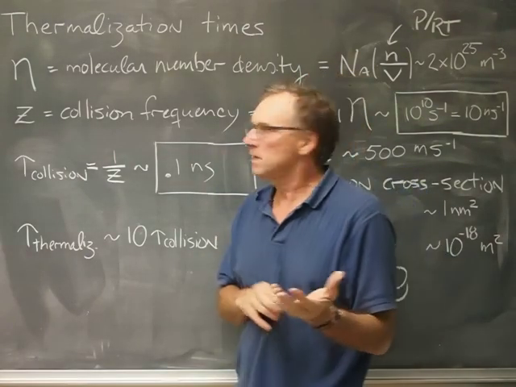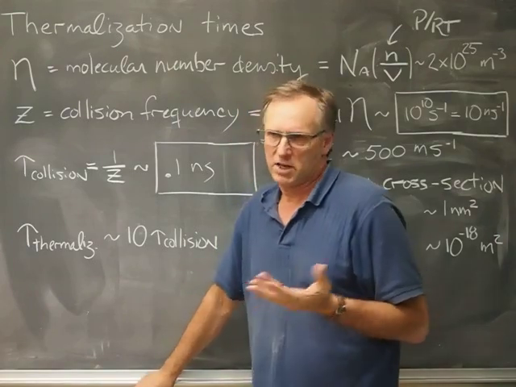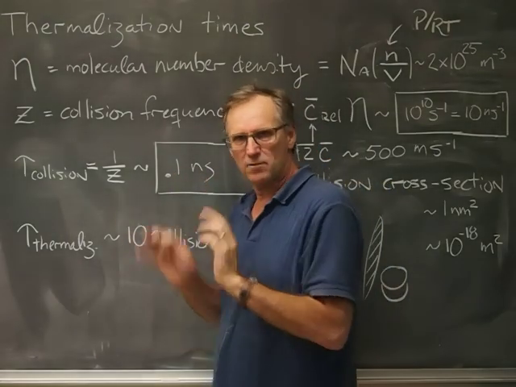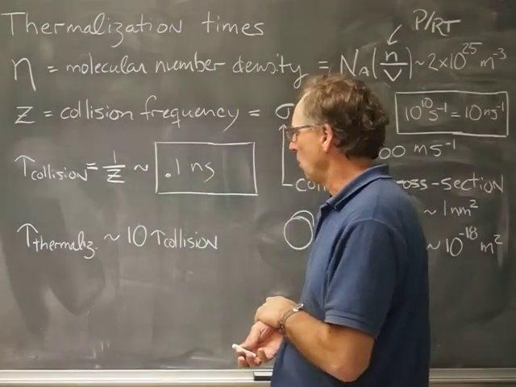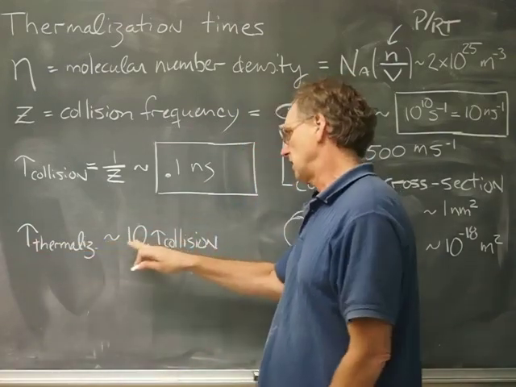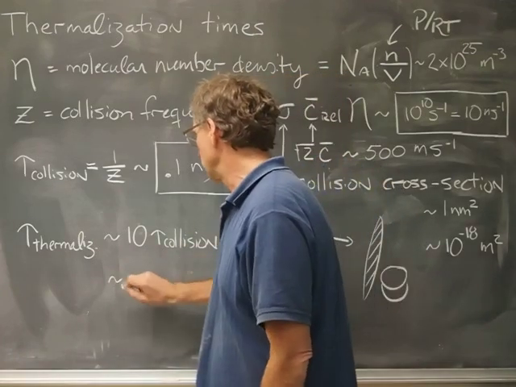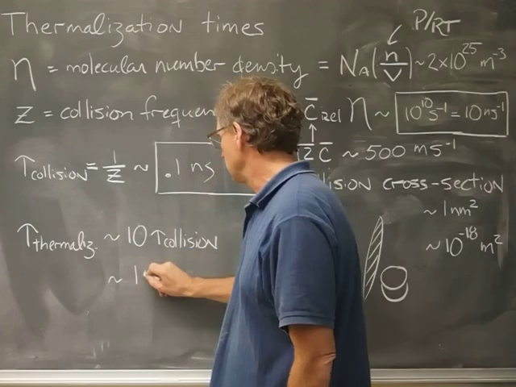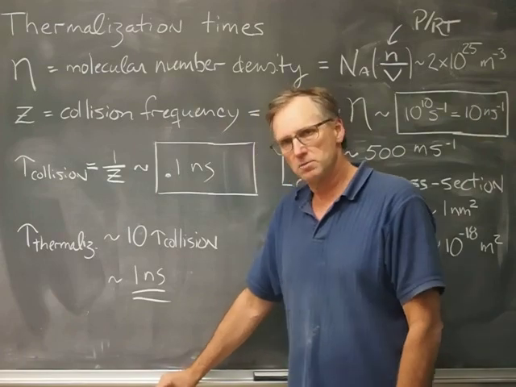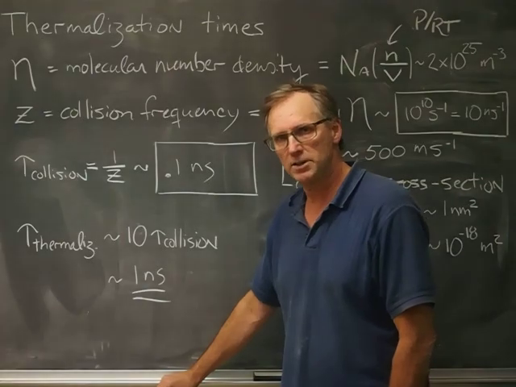Now the final thing about the thermalization time is you imagine that a molecule has to get hit, say, 10 times before it's really thermalized and has an average kinetic energy. This is just a rule of thumb, where I'll say the thermalization time is something like 10 times the collision time. So 10 times 0.1 is about 1 nanosecond. So there's our result. The thermalization time for a nitrogen molecule in the room takes about a nanosecond to become thermalized.